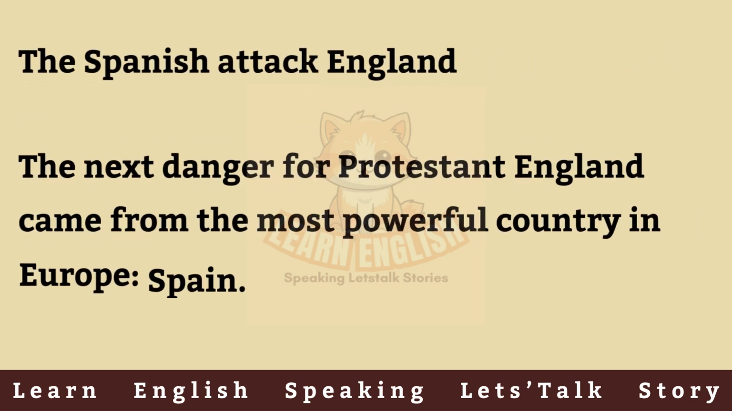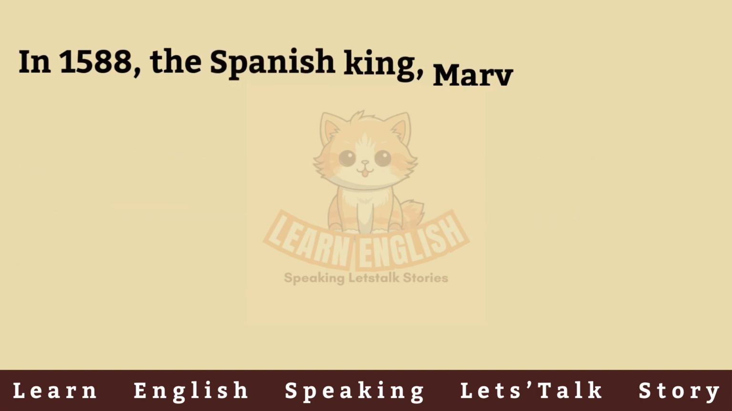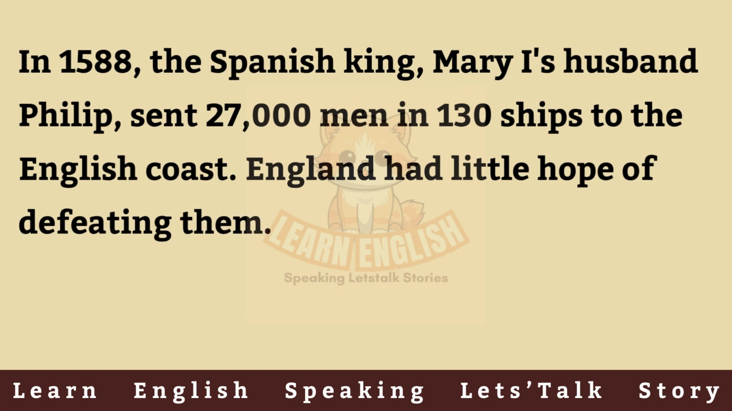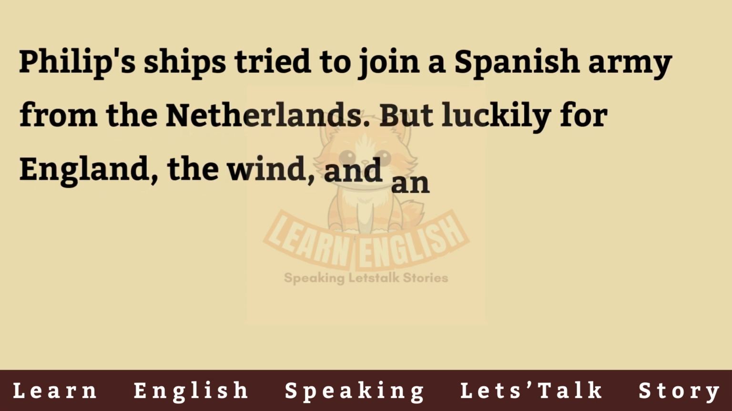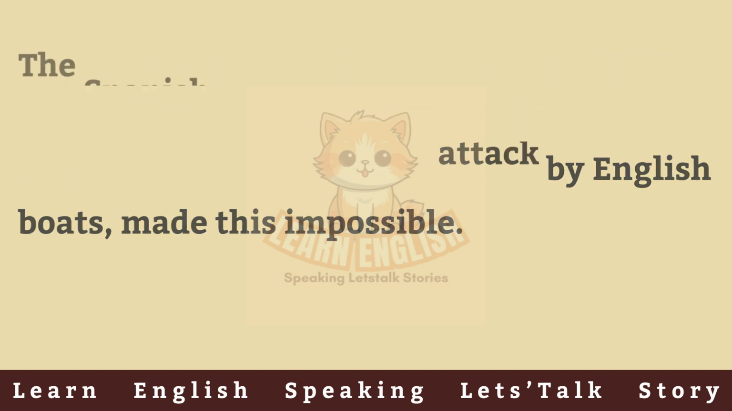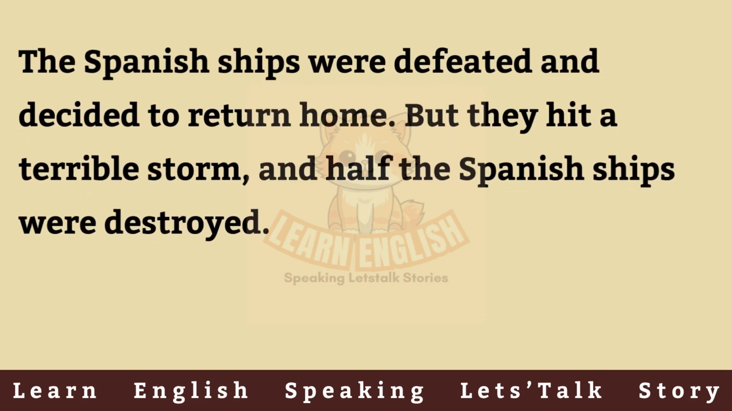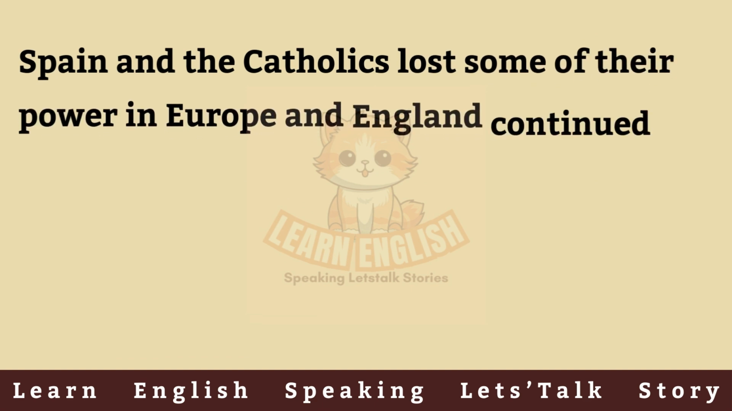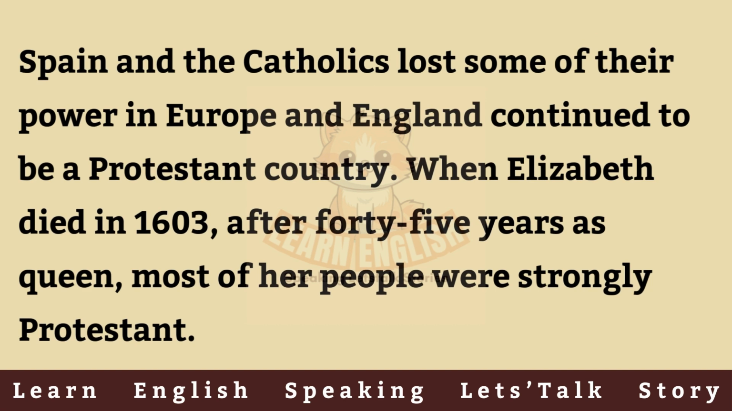The Spanish attack England. The next danger for Protestant England came from the most powerful country in Europe, Spain. In 1588, the Spanish king, Mary I's husband, Philip, sent 27,000 men in 130 ships to the English coast. England had little hope of defeating them. Philip's ships tried to join a Spanish army from the Netherlands, but luckily for England, the wind and an attack by English boats made this impossible. The Spanish ships were defeated and decided to return home, but they hit a terrible storm, and half the Spanish ships were destroyed. Spain and the Catholics lost some of their power in Europe, and England continued to be a Protestant country. When Elizabeth died in 1603, after 45 years as Queen, most of her people were strongly Protestant.